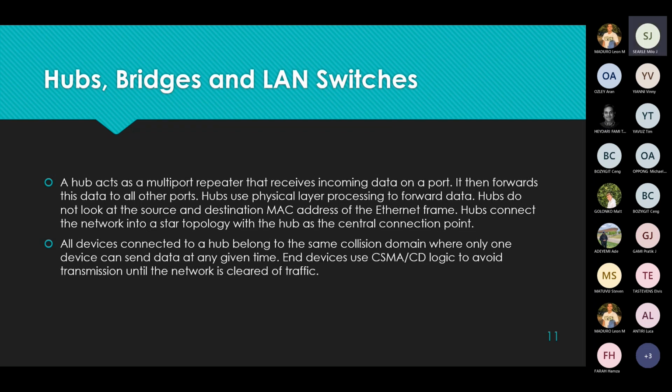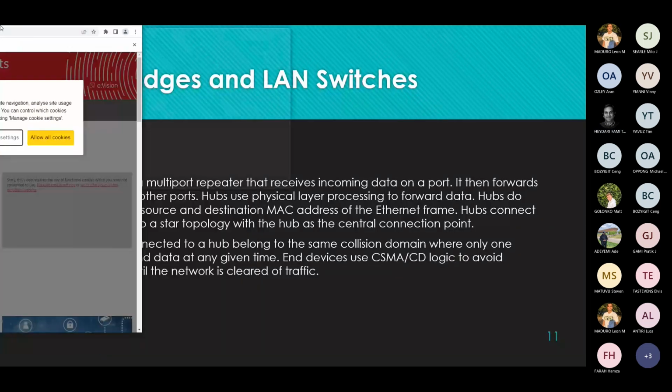Hubs, bridges, and LAN switches. A hub acts as a multi-port repeater that receives incoming data on a port. And then, just before you move on to hubs, if you go to section 11.1.5, just to link this current discussion with the role of ARP, Address Resolution Protocol.